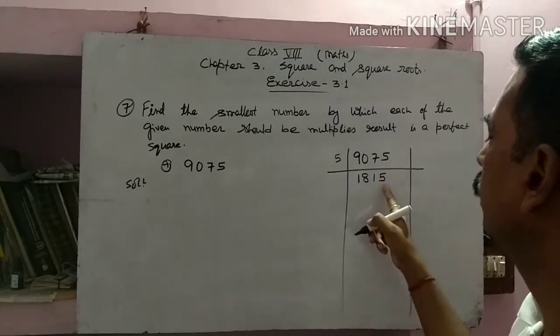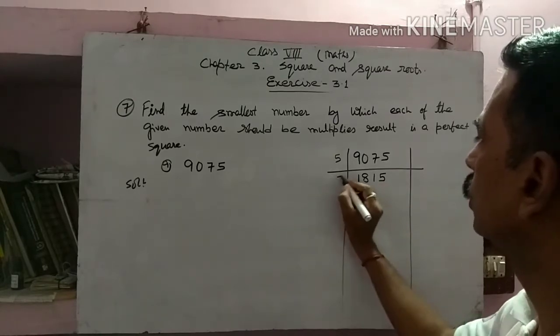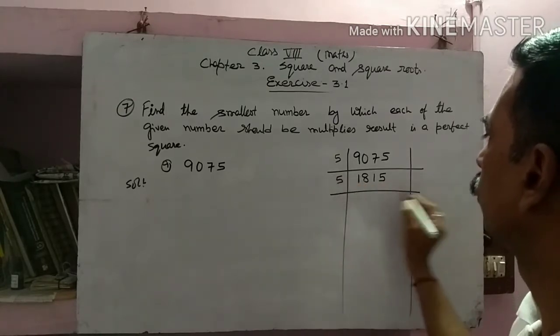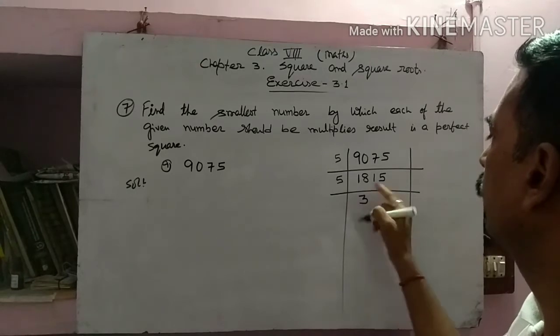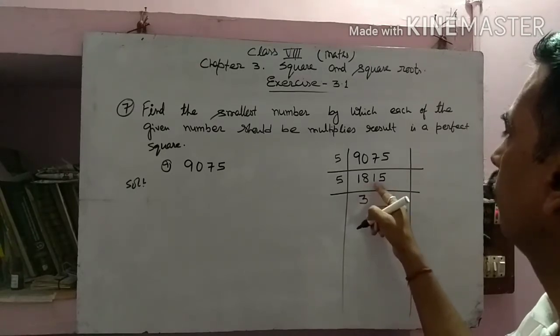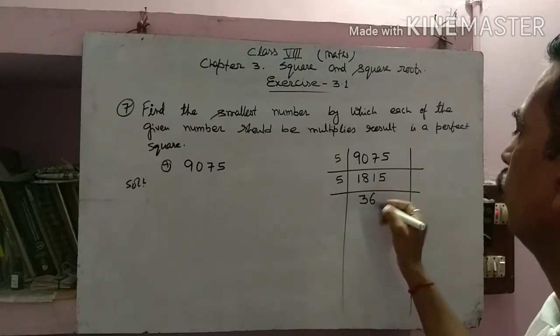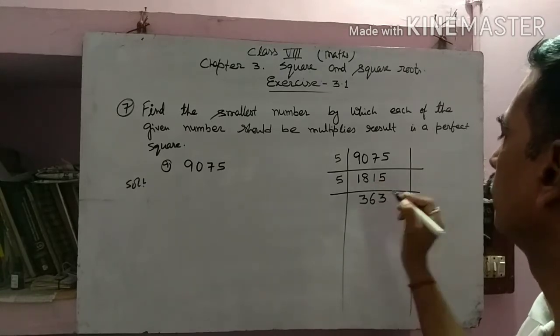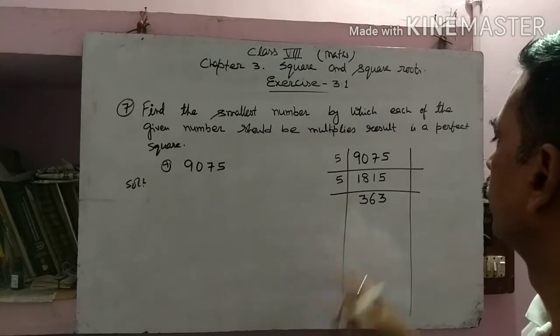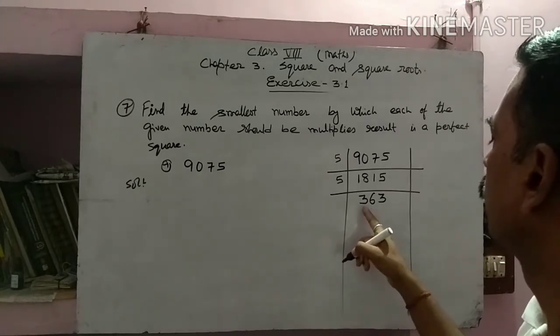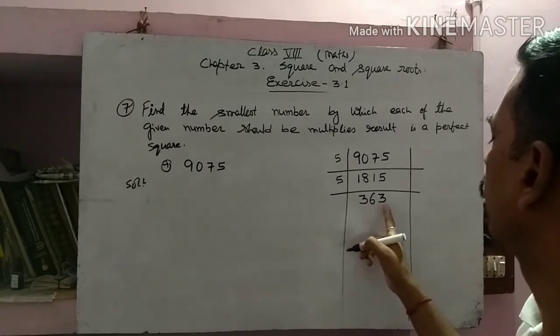Again 5 remains at the ones place, so it is also divisible by 5. 5 times 3 is 15. What remains here? 3 and 1, it becomes 31. Then 5 times 6 is 30. Then 1 and 5, 15, and 5 times 3 is 15.